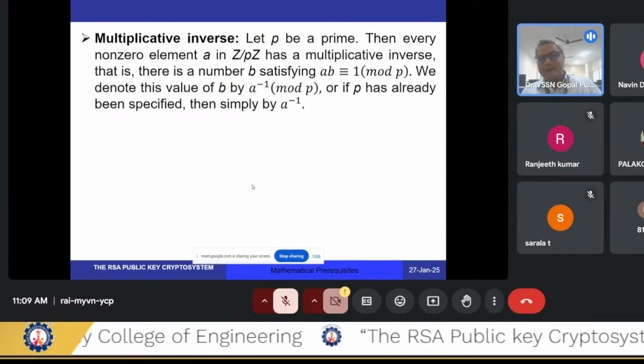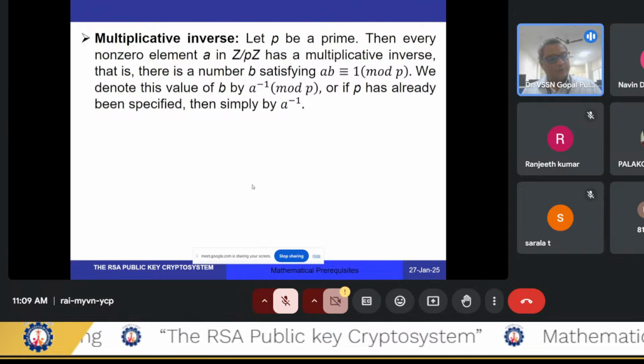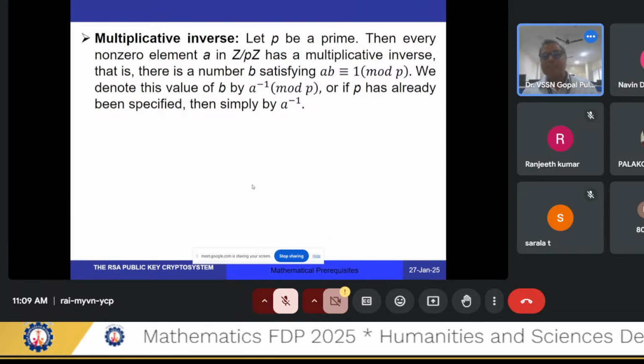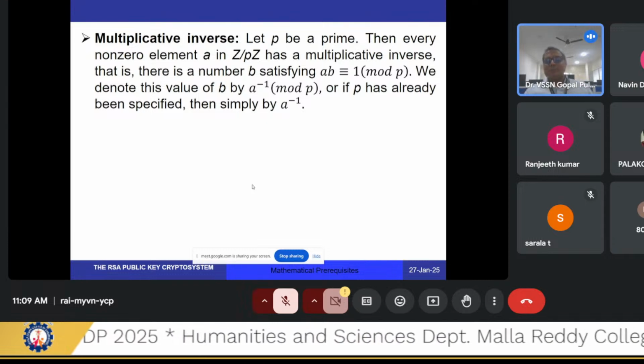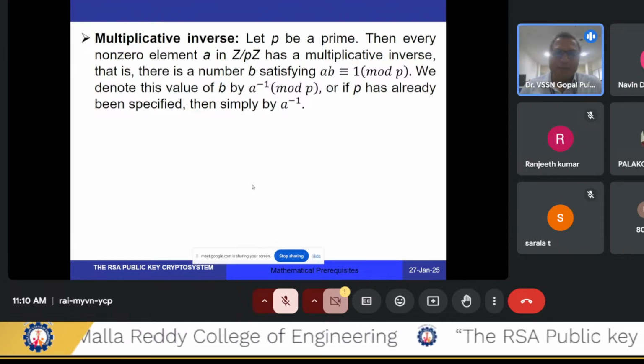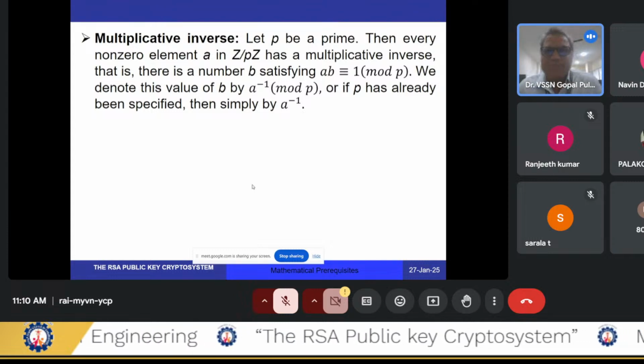Multiplicative inverse. What do we mean by the so-called multiplicative inverse? Suppose we are with a prime. I hope by a prime we mean a number which is divisible only by itself and 1.